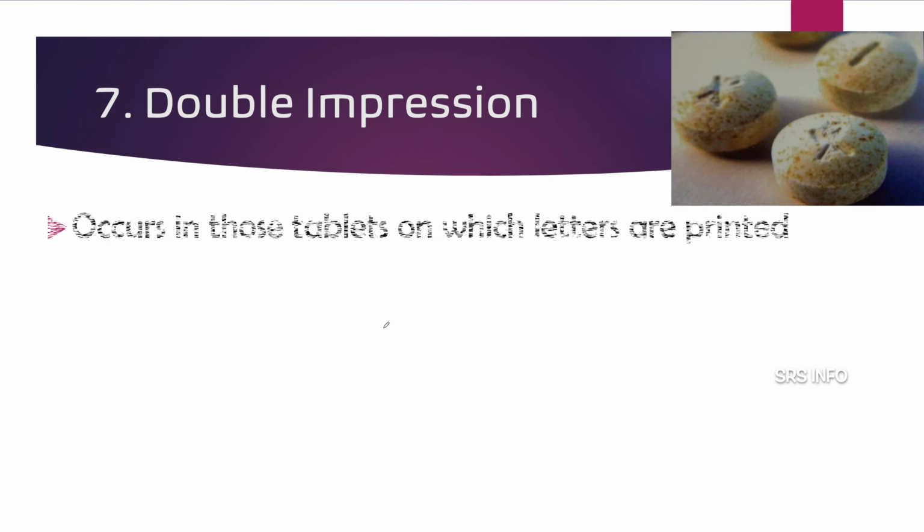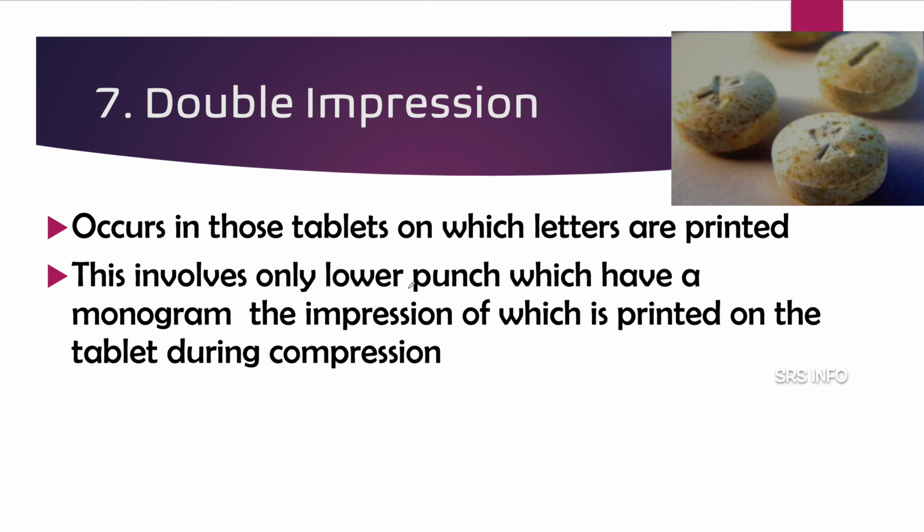Next is double impression. What is double impression? Double impression occurs in those tablets on which letters are printed. Many tablets you may see that the letters are printed on the surface of the tablet. Sometimes it displays the name of the brand. This defect occurs in those tablets on which the letters are printed, and this involves only the lower punch which has a monogram, the impression of which is printed on the tablet during compression. If we need the letter impression on the tablet, then only we will be worried about this double impression.